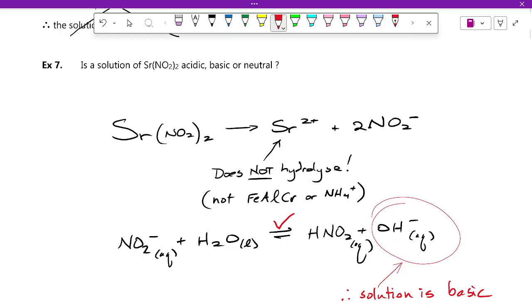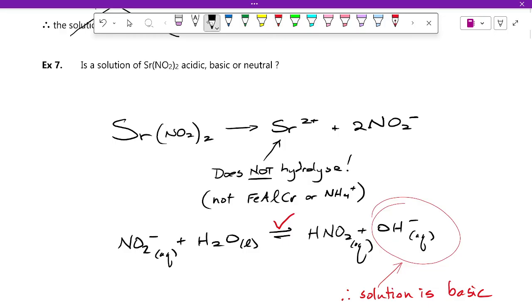Now, if you were doing this for a multiple choice question, once you've gotten a lot of experience with it, you can just say strontium doesn't hydrolyze, it's not one of those four. And you could look at NO2 and say its conjugate acid is weak, therefore it will hydrolyze, and I know that anions make basic solutions. So that would be how to do it for a multiple choice. But doing it this way allows you to see everything while you're getting used to it.